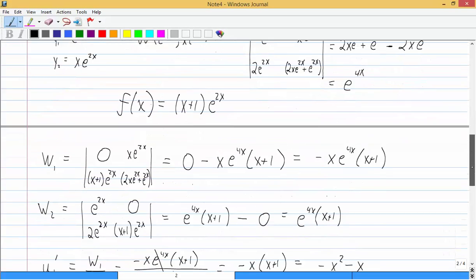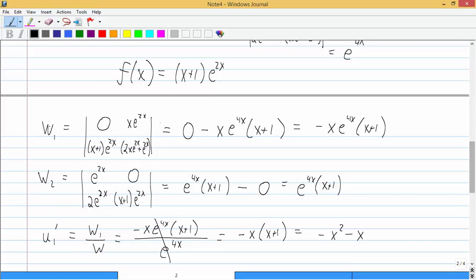Now, to find Wronskian sub 1, the first column is 0 and then f of x. The second column is y sub 2 and y sub 2 prime. All right, that's the column. Figure that out. We figured it out. Then go on to Wronskian sub 2.